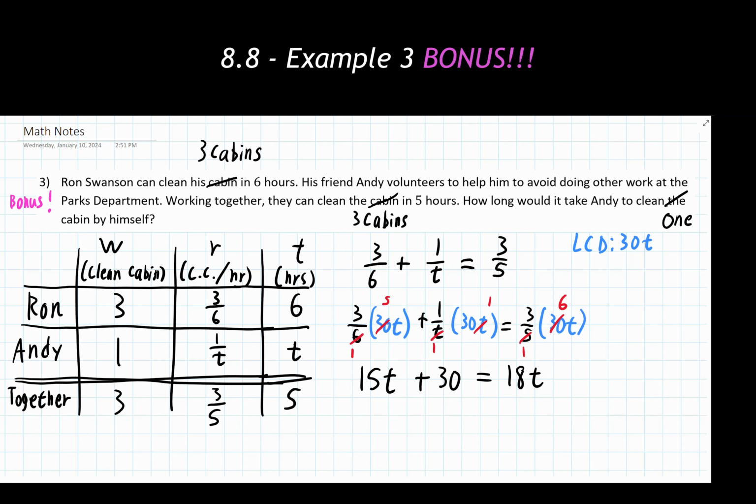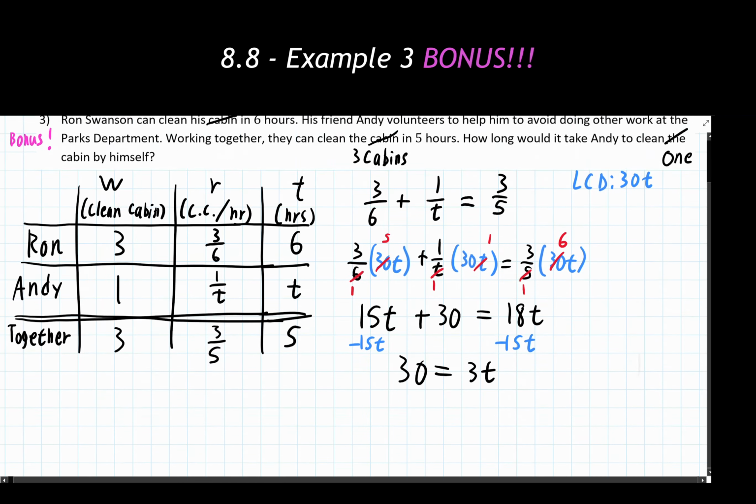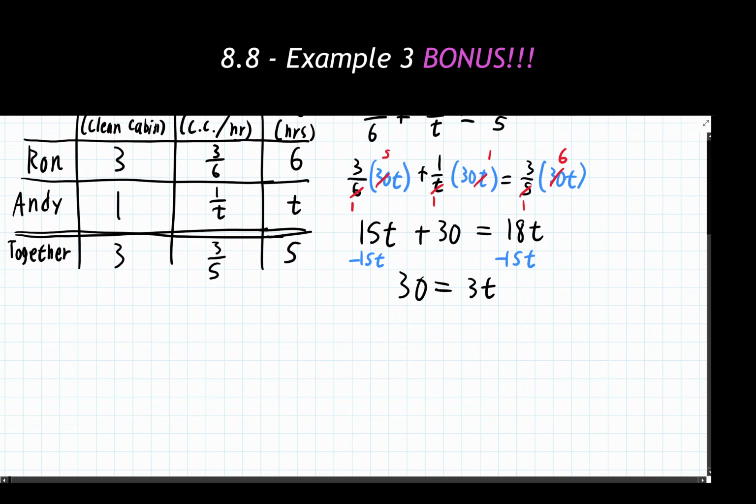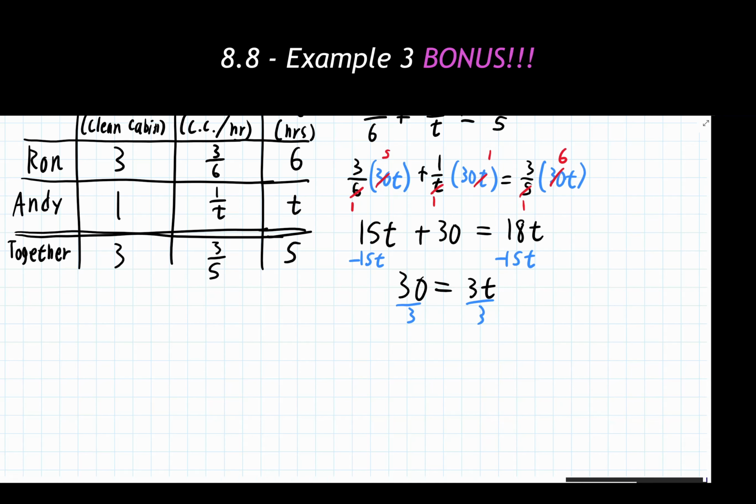Now I'm solving for t, so I'm going to subtract 15t from both sides, get rid of the smaller one, prevents division by 0. I'm getting 30 is equal to 3t. I'm dividing both sides by 3. And I'm getting 10 is equal to t.